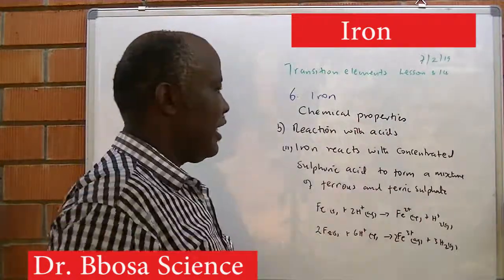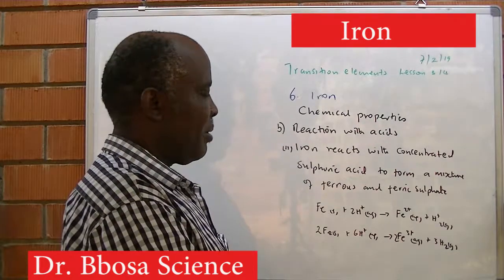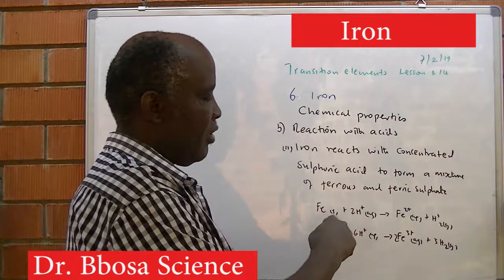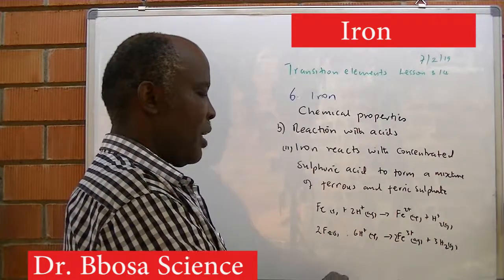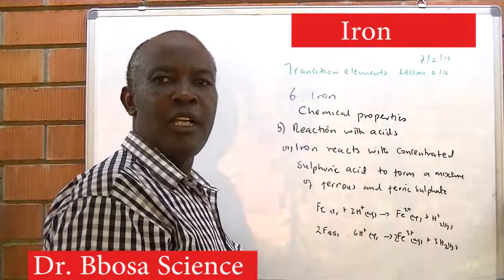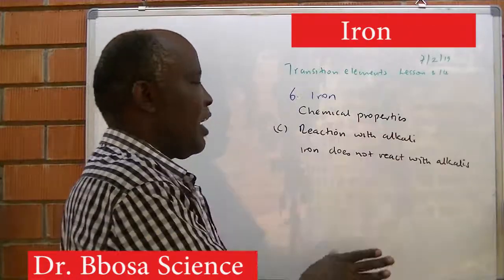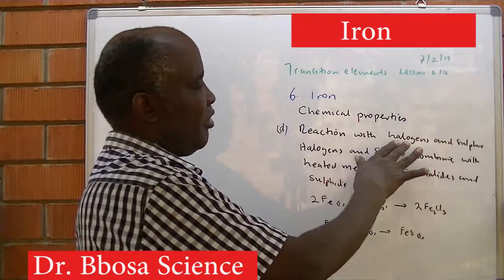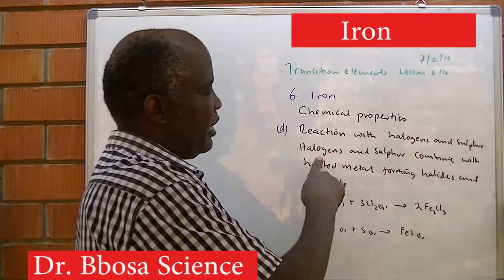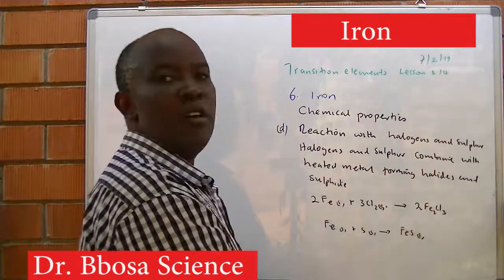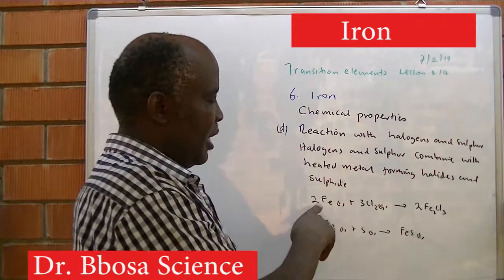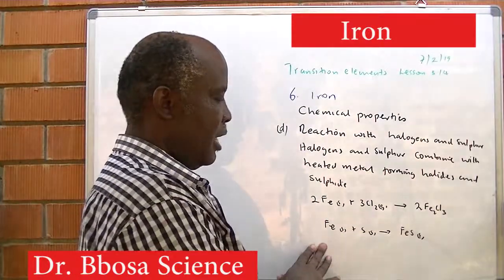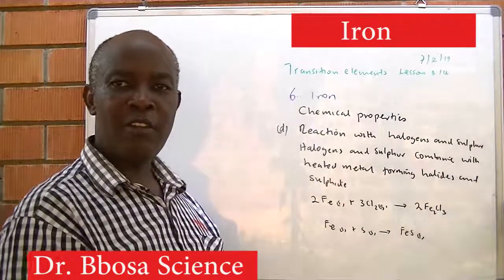2. Iron reacts with concentrated sulfuric acid to form a mixture of ferrous and ferric sulfate. Iron plus acid, you get iron 2 salts. Iron plus acid, you can get iron 3 sulfate. C, reaction with alkalis. Iron does not react with alkalis. D, reaction with halogens and sulfur. Halogens and sulfur combine with heated metal, forming halides and sulfide. Iron, for example, plus chlorine, you get iron 3 chloride. Iron plus sulfur, you get iron sulfide.